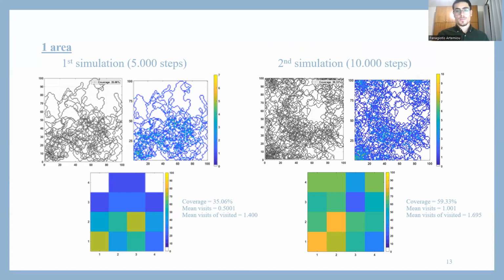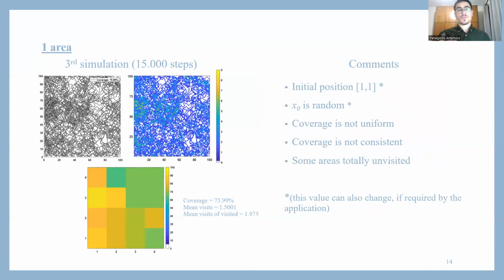In the bottom graphs, we can see that the coverage is not uniform, and there are areas that have zero coverage and others that have more than 80% coverage. This is true for the 15,000 steps simulation. The coverage is about 76% now, and the mean visits about 1.9.